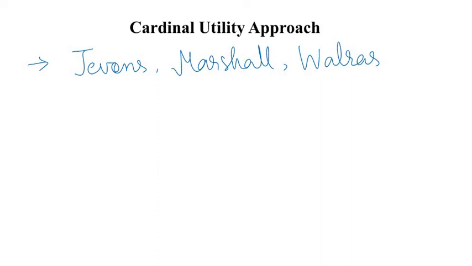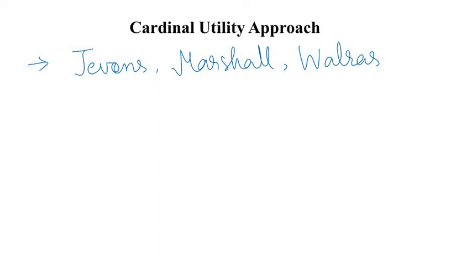Marshall, you will learn about the Marshallian demand curve. Walras law is a very important law in general equilibrium. So yes, these marginalist economists were the supporters of the Cardinal Utility approach. Now the question is, what actually is the Cardinal Utility approach?